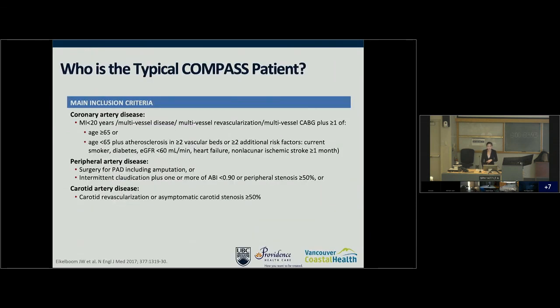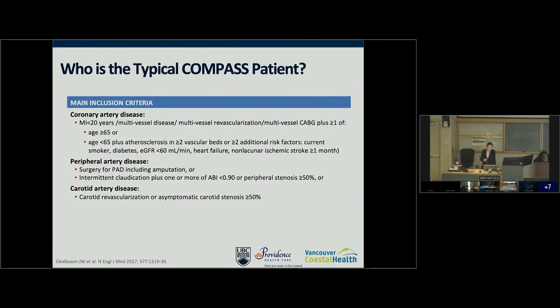All right, so that said, who is that typical COMPASS patient? Well, it's basically that patient that I presented to you, someone with established atherosclerotic disease, either in the form of coronary artery disease or peripheral arterial disease or a prior stroke or TIA, or documentation of stenosis over 50% in any of those vascular beds.